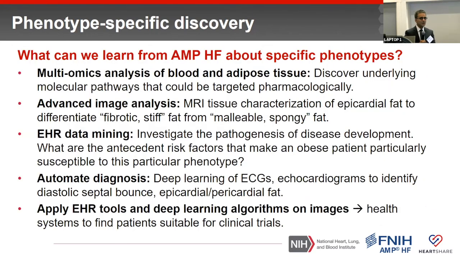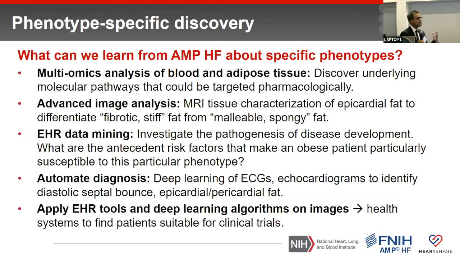So what can we learn about the AMP-HF, about specific phenotypes, taking to mind this obese low BNP phenotype? Let's say we have this resource that we're trying to build, and we're looking at this specific phenotype. Multi-omics analysis of the blood and adipose tissue, so we can now discover underlying molecular pathways that could be targeted pharmacologically. Maybe there's something on top of weight loss that we can specifically target that melts away pericardial and epicardial fat.